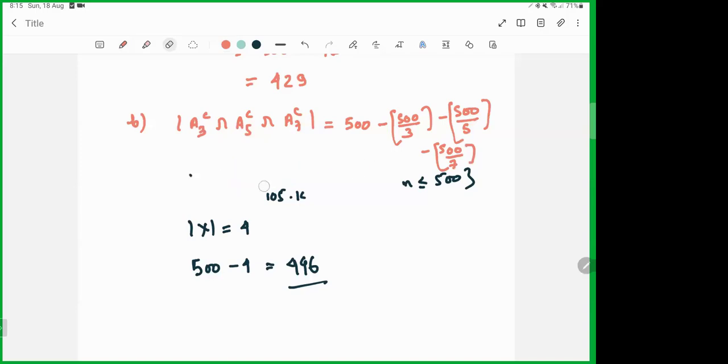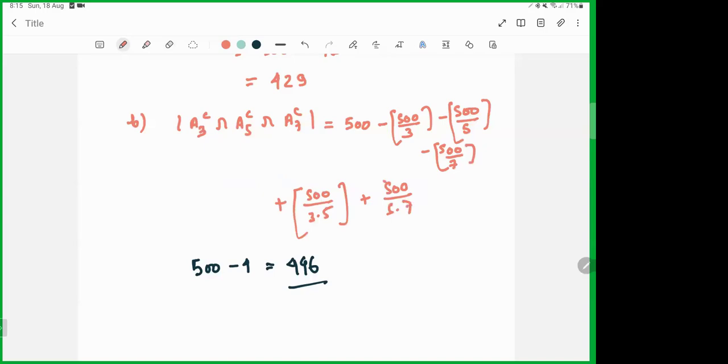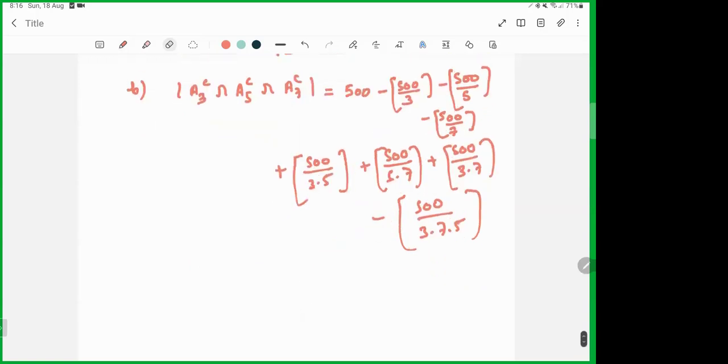Then plus 500 by 3.5 greatest integer, plus 500 by 5.7 greatest integer, plus 500 by 3.7 greatest integer, minus 500 by 3.7.5 greatest integer. So can you compute it quickly? I just want to check whether my calculations are wrong or the answers are not matching. Just compute it quickly, I'm also doing it.